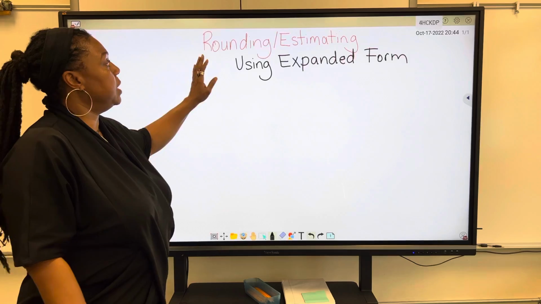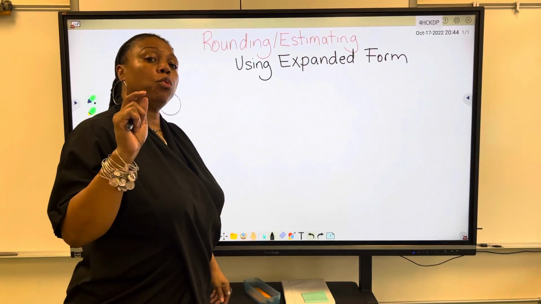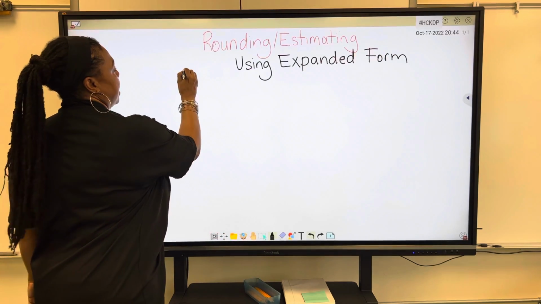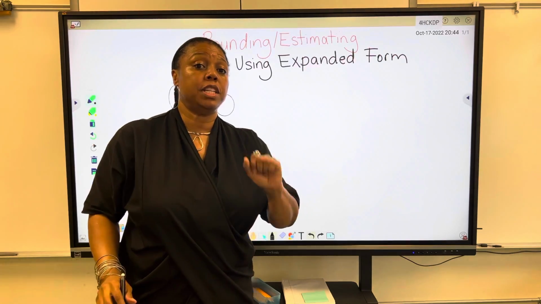So today we're going to be rounding or estimating using expanded form, and we're going to round to the nearest 10. Okay? However, we are going to use a 3-digit number.